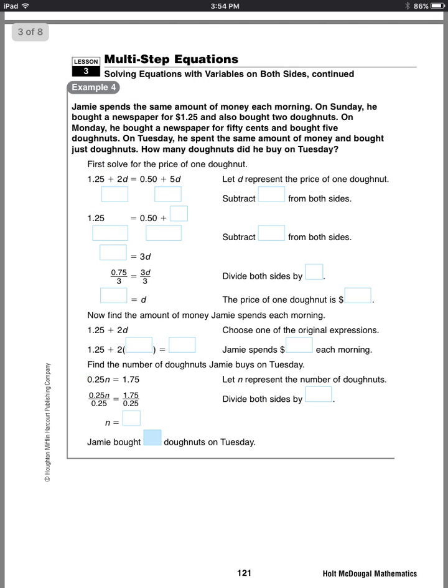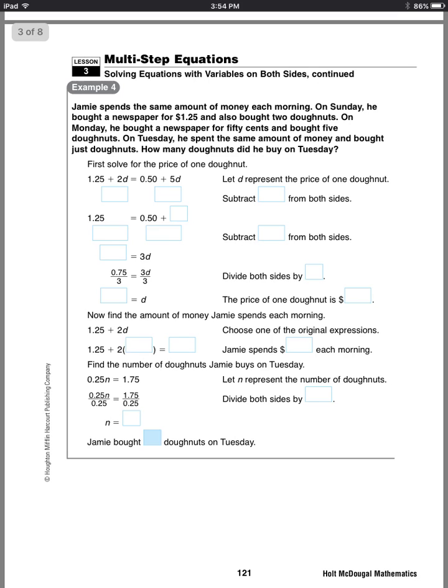Jamie spends the same amount of money each morning. On Sunday, he bought a newspaper for $1.25 and also bought 2 donuts. On Monday, he bought a newspaper for 50 cents and bought 5 donuts. He's obviously pretty hungry. On Tuesday, he spent the same amount of money and just bought donuts. How many donuts did he buy Tuesday? So, we need to find out the price of 1 donut in order to figure this out.